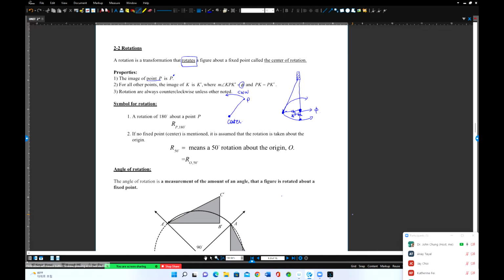Okay, this is rotation. We need a center to rotate some point, line segment, or figure. It doesn't matter which point I choose. Every figure has a point over here. We rotate by the same angle, so it's going to have the same shape. That's why the point is the basics.